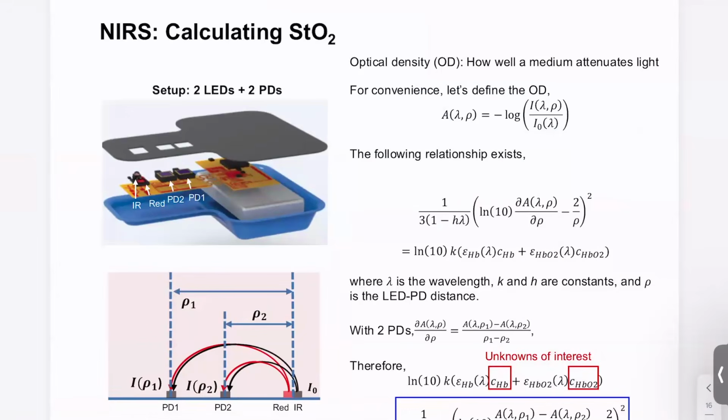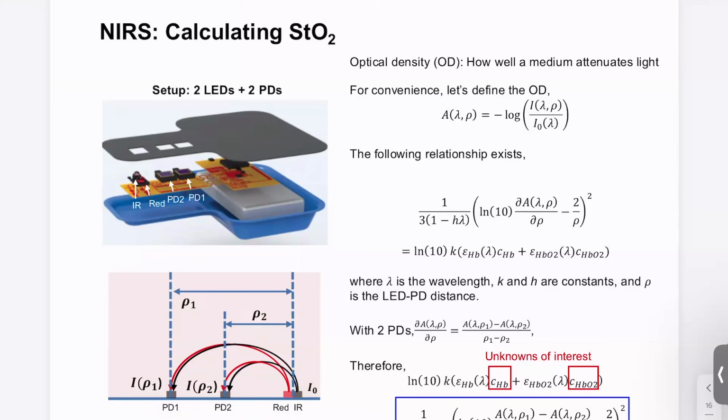And it turns out that in NIRS, we need 2 LEDs and 2 PDs. So how many LEDs and PDs do we use when we do SpO2? Do you remember just a few slides ago? How many LEDs? 3. 3 LEDs and 1 photodiode. Correct. But in NIRS, we need 2 LEDs and 2 PDs. So we have 2 LEDs, red light and infrared light. Then we have 1 PD and another PD. So this is the setup for NIRS.